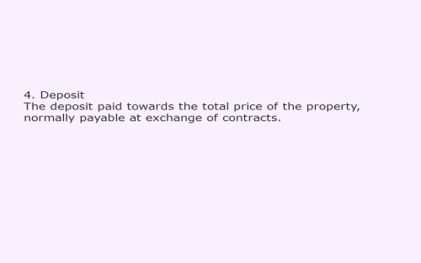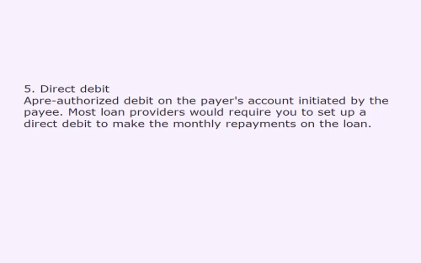4. Deposit. The deposit paid towards the total price of the property, normally payable at exchange of contracts. 5. Direct debit. An authorized debit on the payer's account initiated by the payee. Most loan providers would require you to set up a direct debit to make the monthly repayments on the loan.